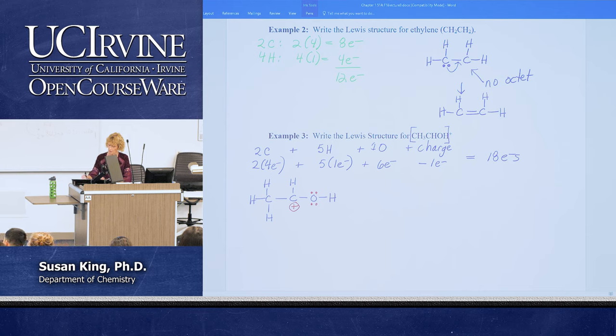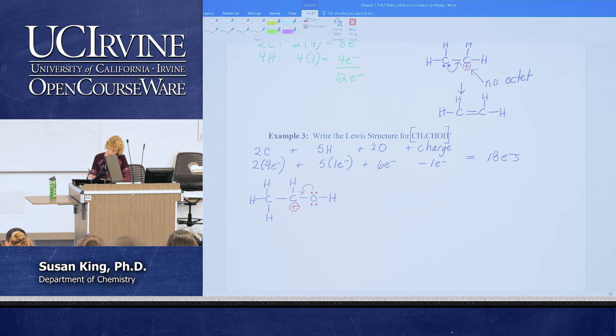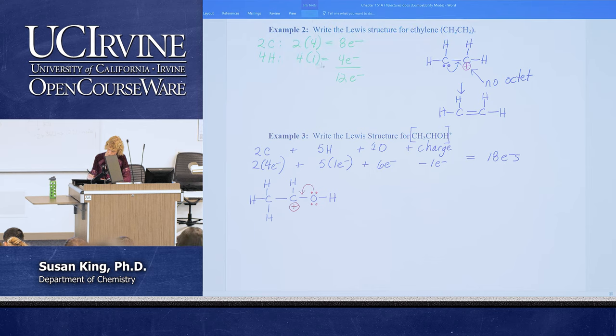Okay? Now you can draw it that way, or you see something without an octet. So what did we do over here? We should put a positive charge here. When we have a lone pair right next to a positive charge, that means we can move those electrons here and we can make a bond there. So we actually have two different ways to draw this structure. If you drew either of these, they would both be correct. They're two resonance structures. When we have multiple ways that we can draw something, those are resonance structures.